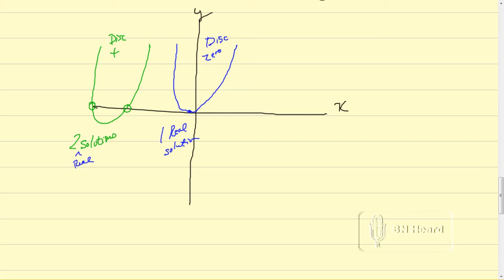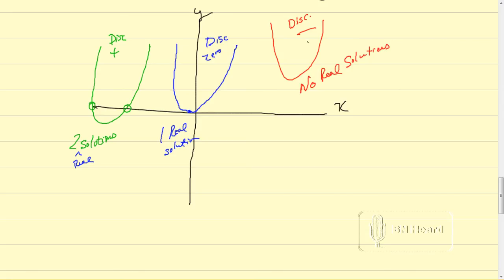Now, the other case is when my discriminant is negative. If my discriminant is negative, it does not intersect the x-axis, and it has no real solutions.